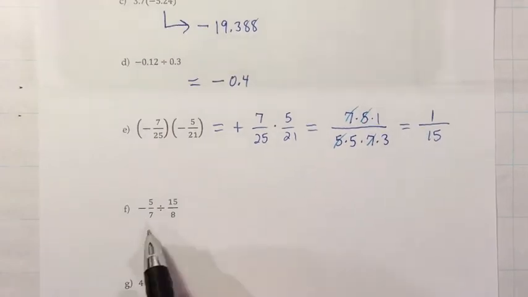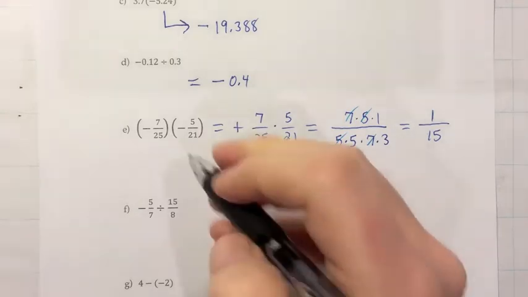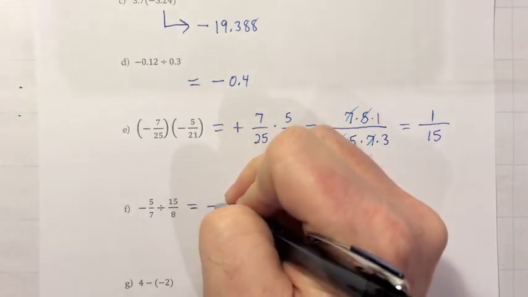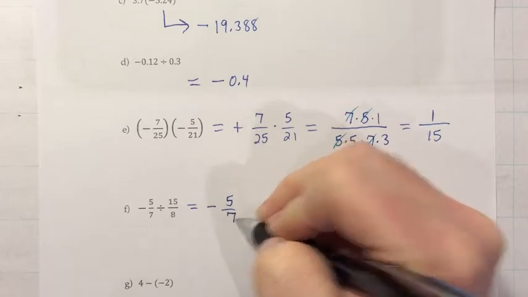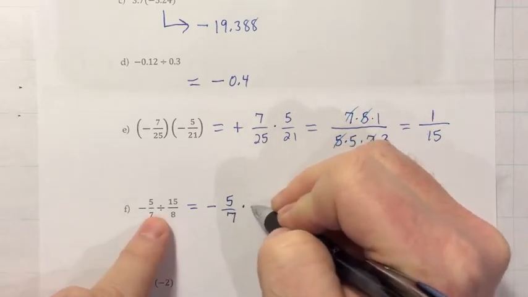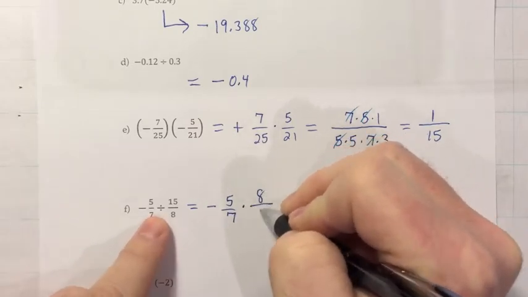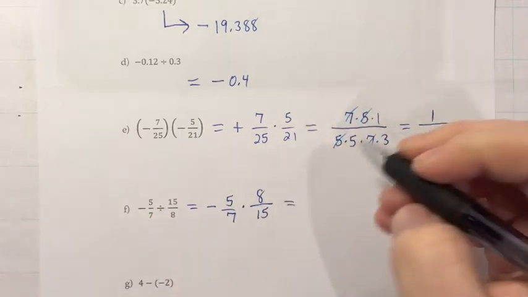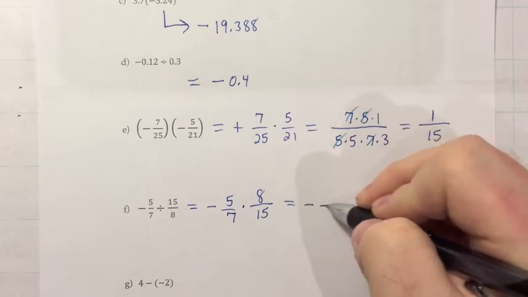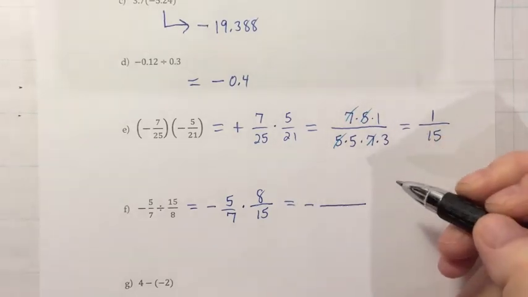Alright, so now we have a negative divided by a positive. The answer will be negative. Just write that negative out front. The first number we leave alone, and then we change the division to multiplication by the reciprocal. Now that it's a multiplication, we're going to multiply across the tops and the bottoms. That negative sign is just along for the ride out front.